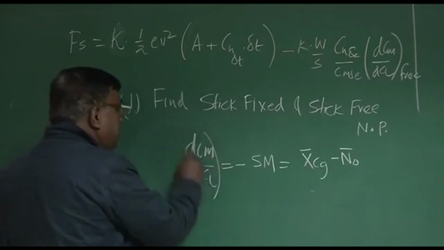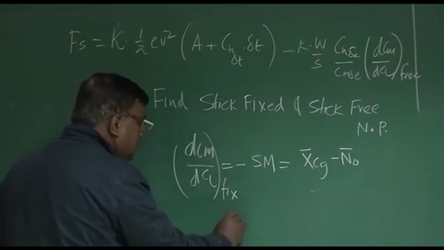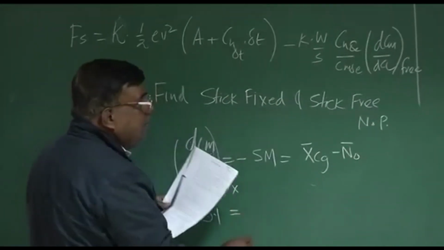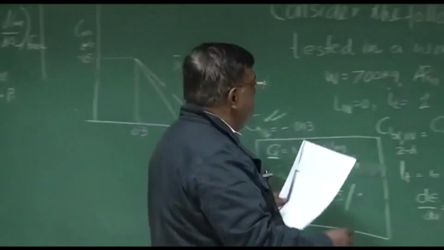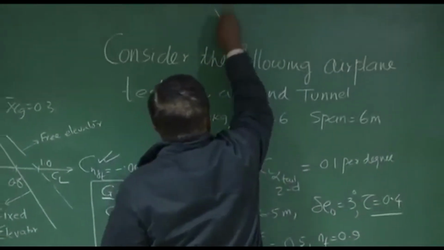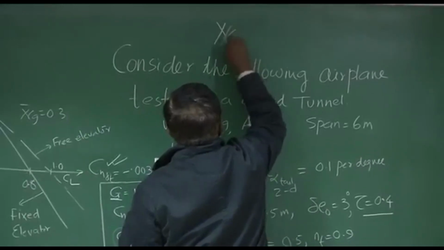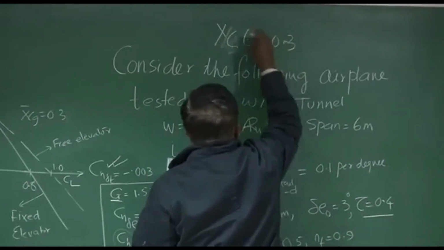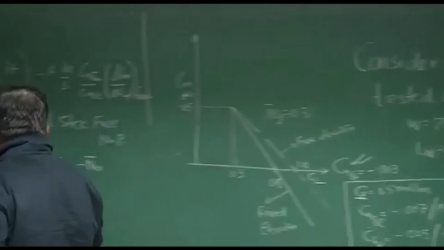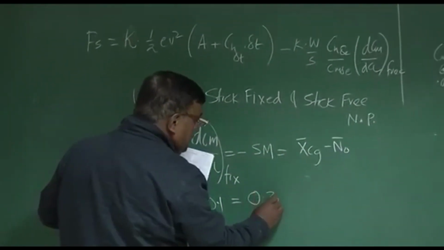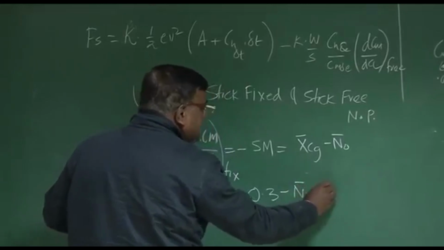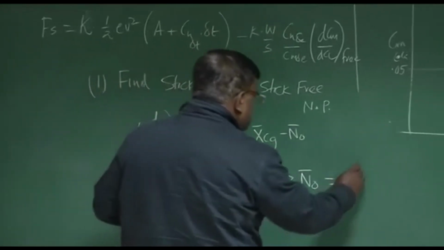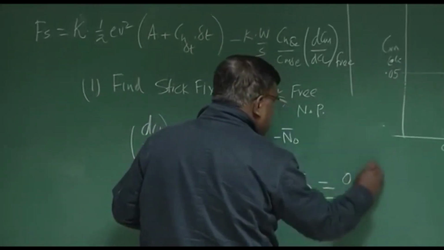What was dCm by dCl fixed? We just now calculated it was minus 0.1. This is equal to xcg minus n naught bar. How much is xcg given? Yes, xcg has to be given. So for this problem, you take xcg bar equal to 0.3. So this is minus 0.1 equals 0.3 minus n naught bar. So this tells me the stick fixed neutral point is equal to 0.4. As simple as that.